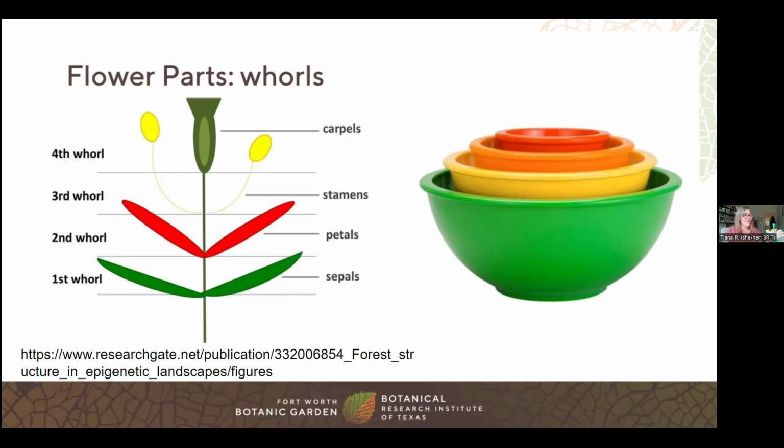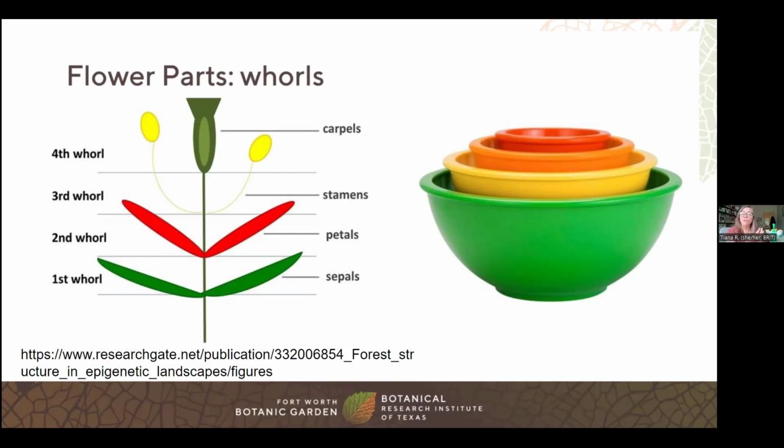Okay, so here, I have at least two versions of this diagram. So hopefully this makes sense. I think about these whorls, so I'm considering this a single individual, complete, perfect flower. And I think of these whorls sort of like nesting bowls. Or if you were looking straight down, it would look like a bullseye. The outermost whorl, on this diagram, is labeled the sepals. It's marked in green, and it's also represented by that green nesting bowl.